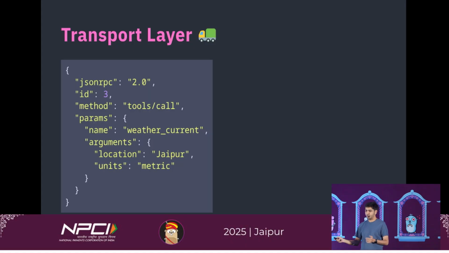How does it actually look? It's a pretty simple JSON message. So you have jsonrpc, and then you have method. We'll discuss the methods later. And then in params, you just give data. It has name and arguments, and then the server decides what it will do with that data.